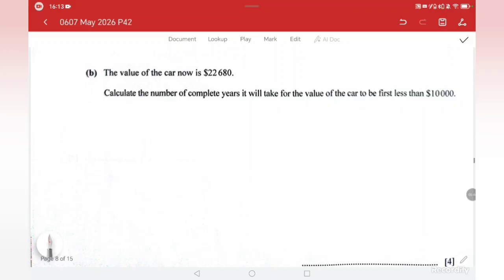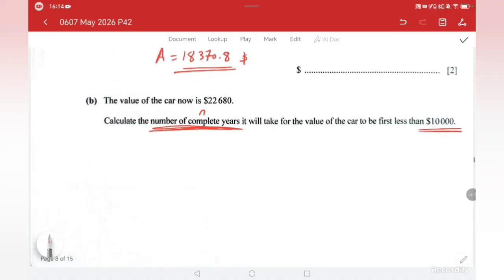The value of the car now is 22,680. Calculate the number of complete years. Look here, we need n, and we need complete years, like it has to be a whole number. It will take for the value of the car to first be less than 10,000. So you can make it an inequality, or you can just make it equal to 10,000, and then find when it will be less than that number.